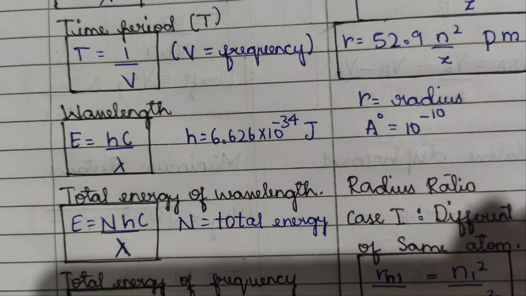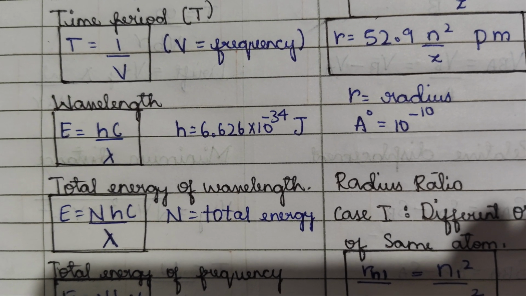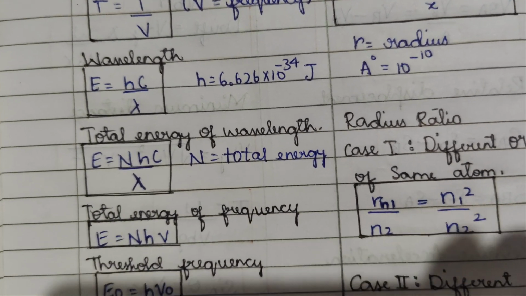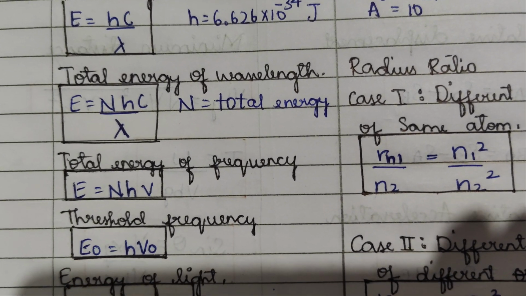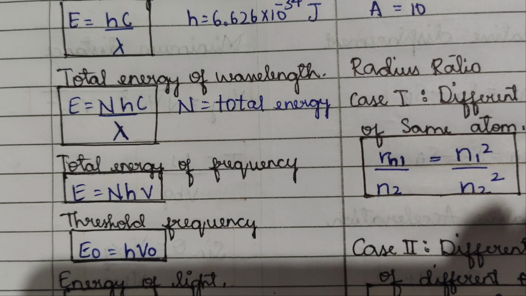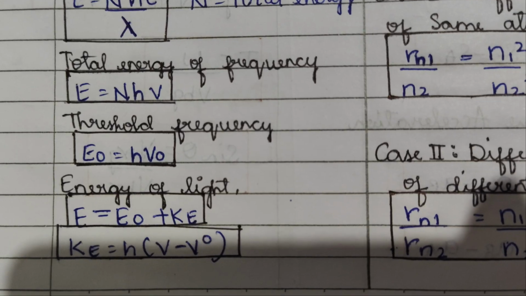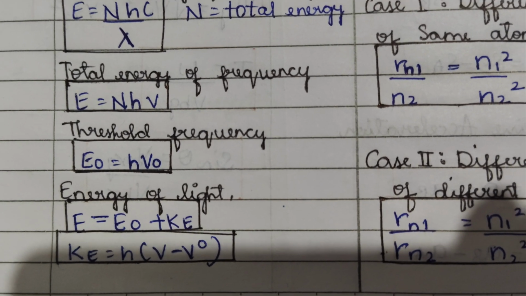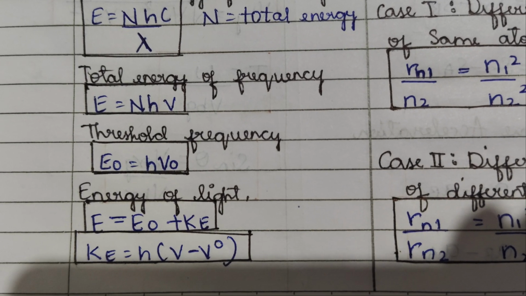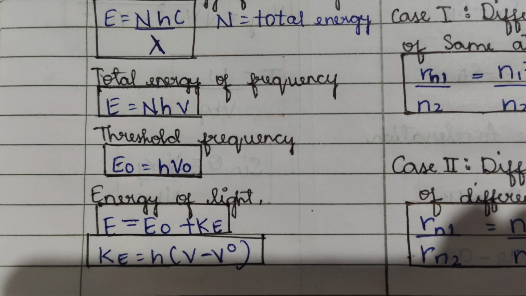Energy E is equal to hc by lambda, where h is equal to 6.626 into 10 power minus 34 joule second. Total energy in terms of wavelength, E is equal to nhc by lambda, where n is the number of photons. Total energy in terms of frequency, E is equal to nh nu, where n is the number of photons, h is 6.6 into 10 power minus 34 joule second, and nu is frequency.